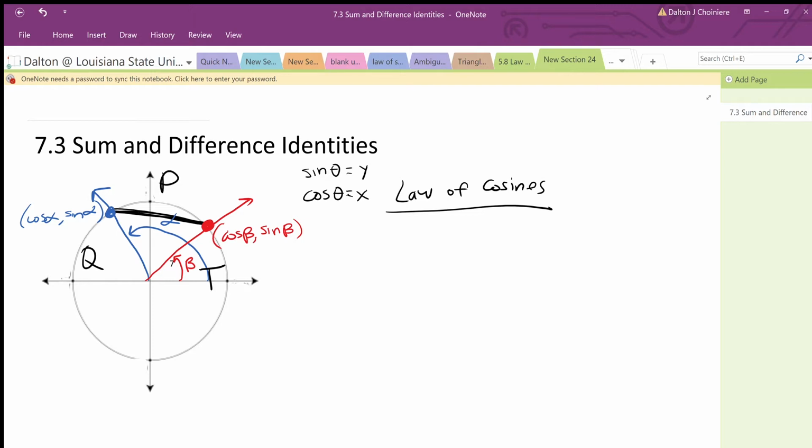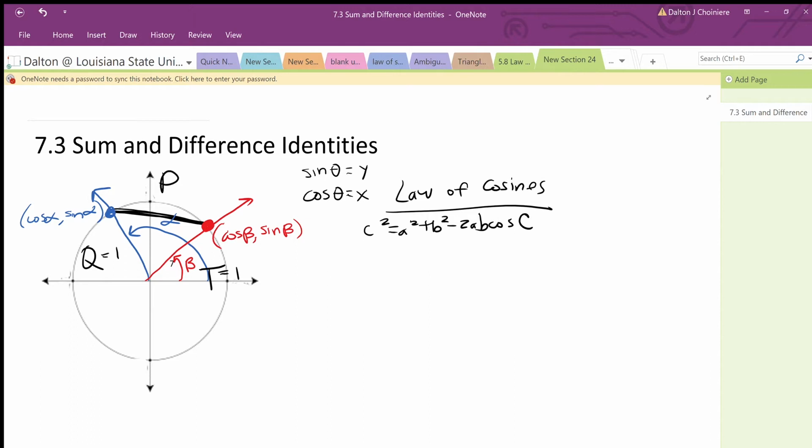So the deal is, if this is a unit circle, we know that Q and T are both radii of the circle, so they're both equal to 1. But the thing is, I don't know what P is. I don't know how to express that. So if you remember, the law of cosines, we used it a couple of chapters ago, is C squared equals A squared plus B squared minus 2AB times the cosine of C. Now, there are 3 versions. This is just one version.